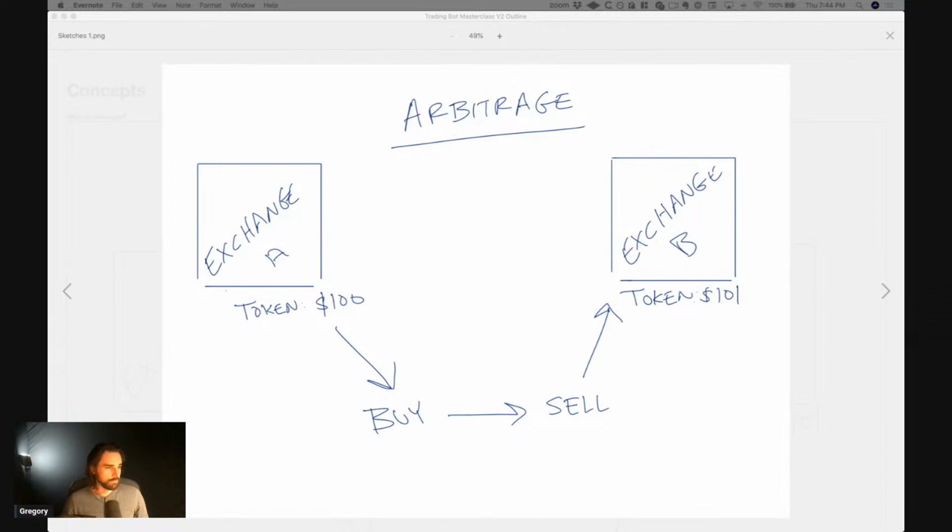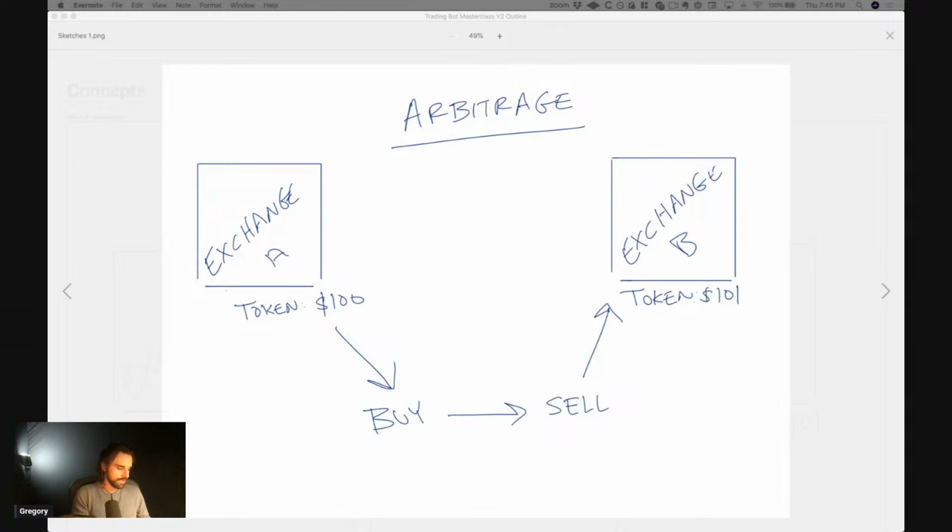Now, you can do arbitrage on regular cryptocurrency exchanges. Let's say you bought Bitcoin on an exchange like Coinbase. Let's say right now, let's just look at the Bitcoin price. Let's look it up.